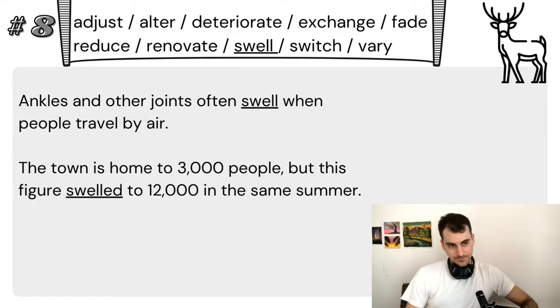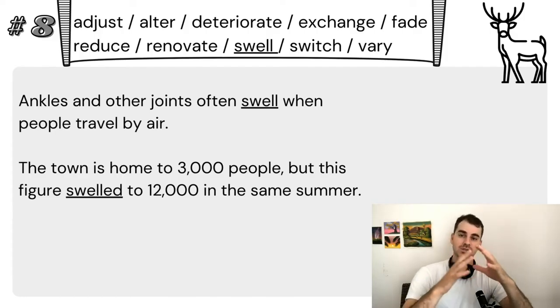Swell. Ankles and other joints often swell when people travel by air. Swell, to get bigger. The town is home to 3,000 people, but this figure swelled to 12,000 in that same summer. You can use this to talk about populations too. The population swelled, it got bigger.